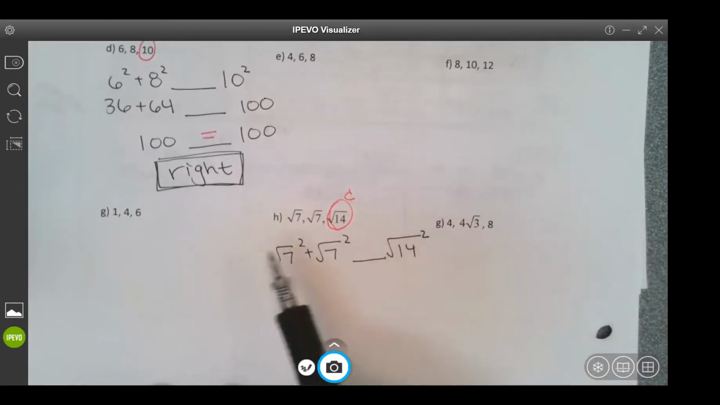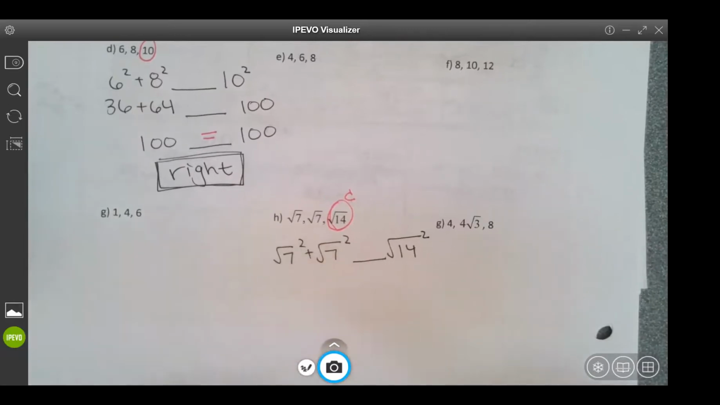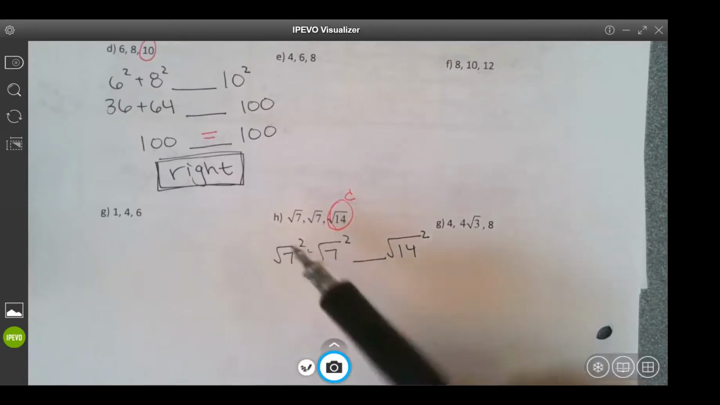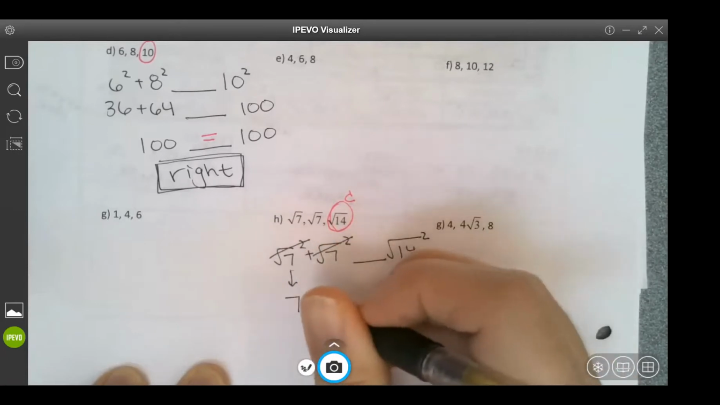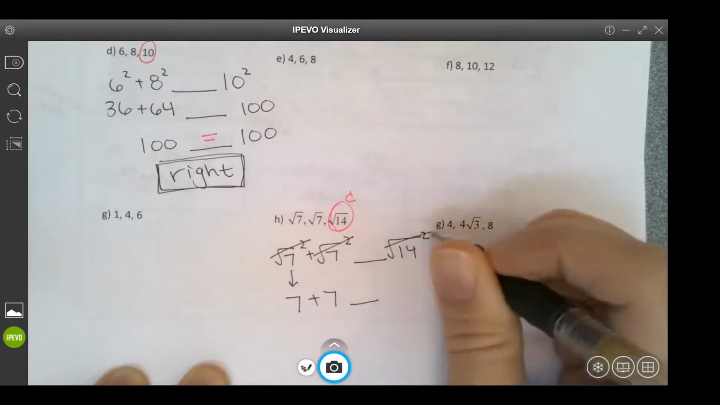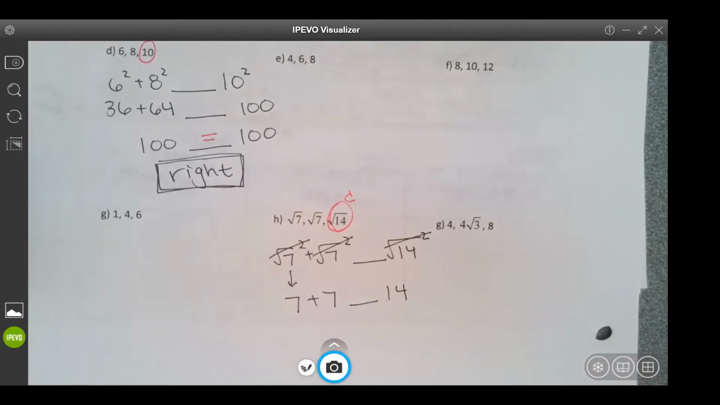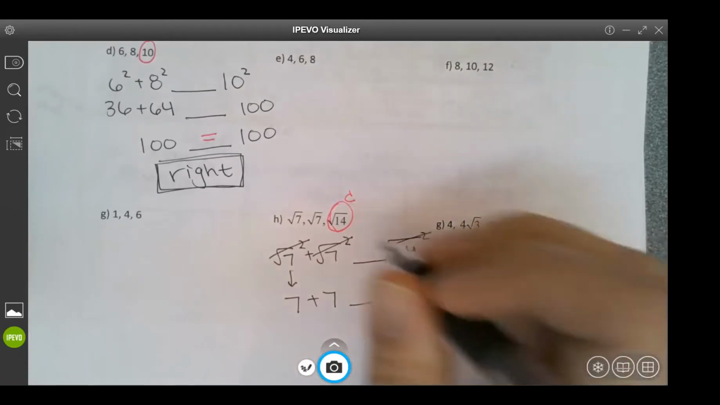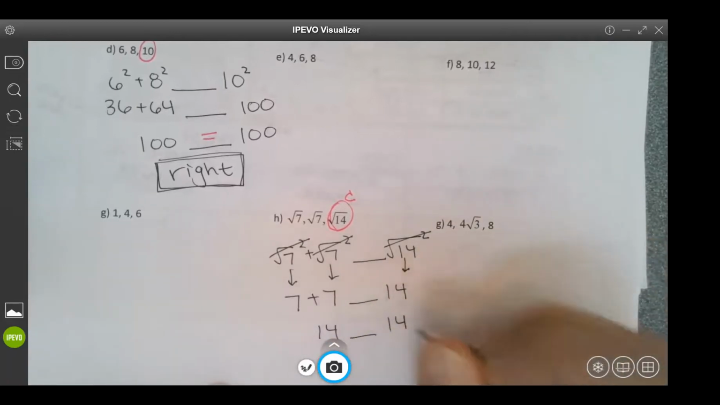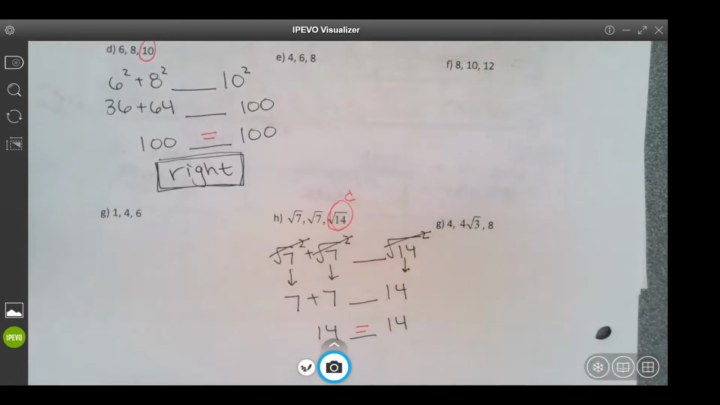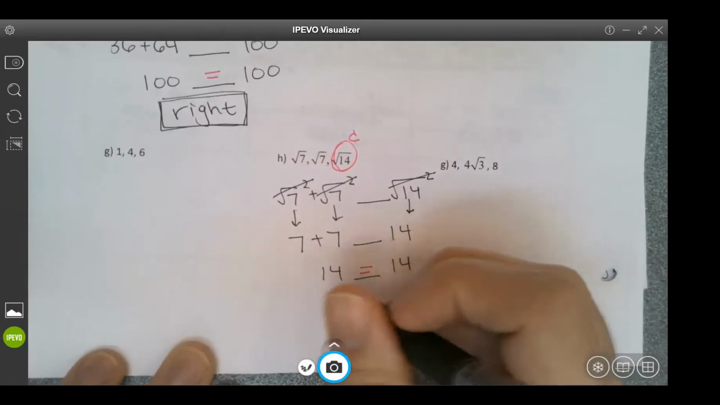What happens when we square a rad is they're inverse operations, so they're just undoing each other. If I have the square root of 7 squared, they're undoing each other. It's just leaving me with 7. Same idea here, just leaving me with 14. So it really just eliminates the rad and leaves you with the radicand, the number that's inside the radical. 7 plus 7 is 14. So again, my two sides are equal to each other, and if they're equal, then we know that that is a right triangle.